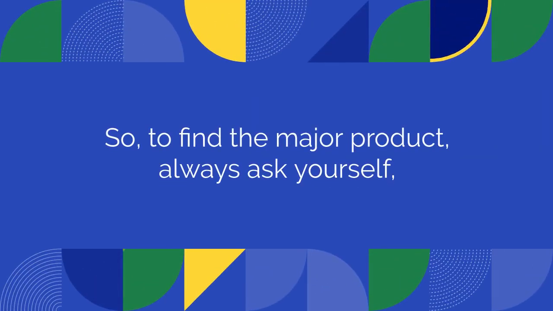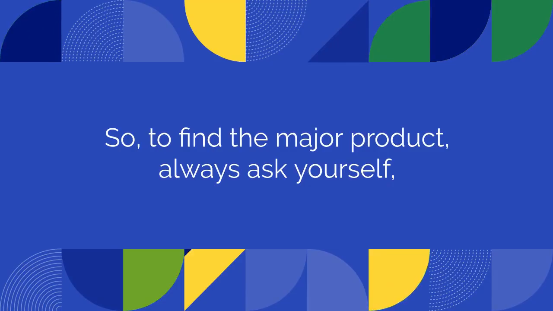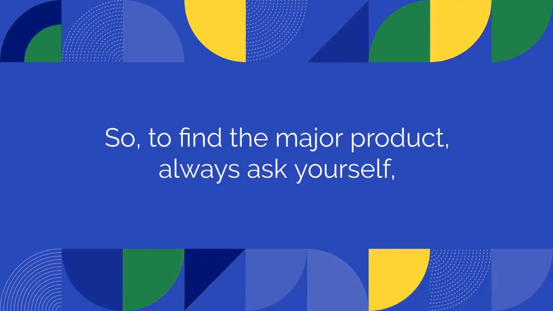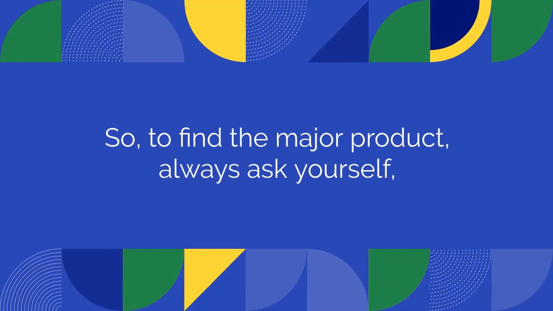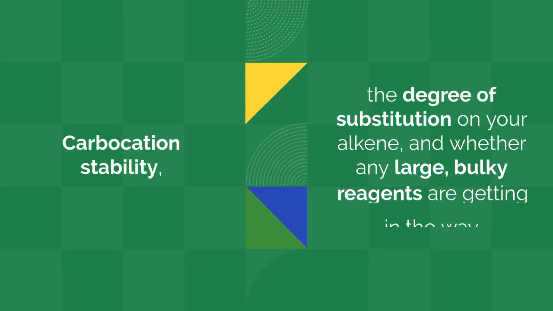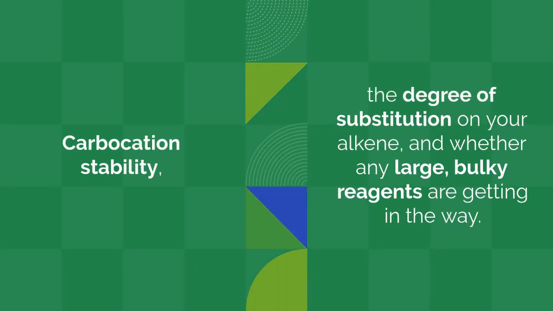So, to find the major product, always ask yourself, which pathway creates the most stable intermediate or the most stable final product? Consider carbocation stability, the degree of substitution on your alkene, and whether any large, bulky reagents are getting in the way.